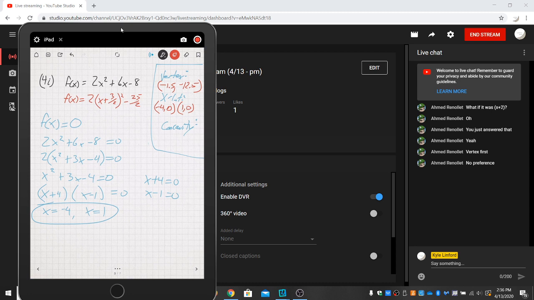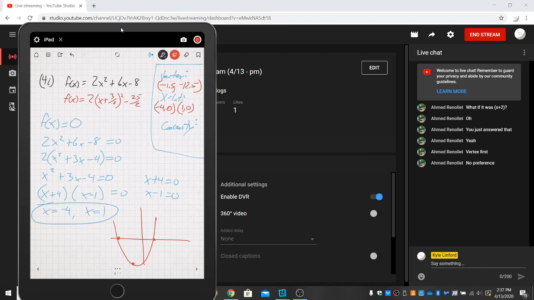We also know, is this graph opening upwards or is it opening downwards? Take a minute and try to think to yourself, the vertex of negative 1.5 and negative 12.5, that's somewhere down here, right? And if I'm crossing at negative 4, 0 and 1, 0, that means I must be opening upwards, right? Just knowing the vertex and the x-intercepts, you can pretty much tell whether your parabola is opening upwards or downwards. But what's another way of telling?